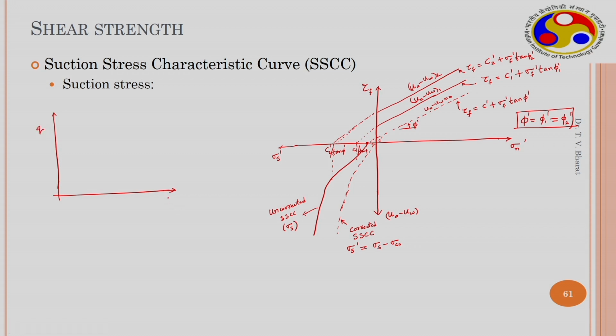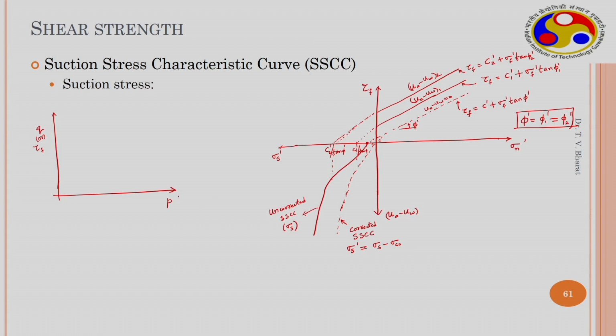Q, that is sigma 1 minus sigma 3 deviatoric stress, or it could be tau f if it is a direct shear test. Q is the deviatoric stress in a triaxial test, which is equal to sigma 1 minus sigma 3, and tau f is the shear stress applied on soil in direct shear. And on the x axis you can either show sigma, the net normal stress, or it can be represented with P, which is the mean stress.